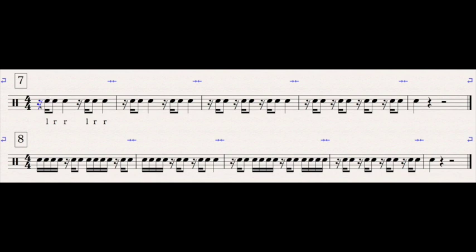Right now, this looks really confusing. 16th rest, 16th note. Notice how this beam does not attach over here. So this is a 16th note, and this one is an 8th note. So 16th rest, 16th note, 8th note.